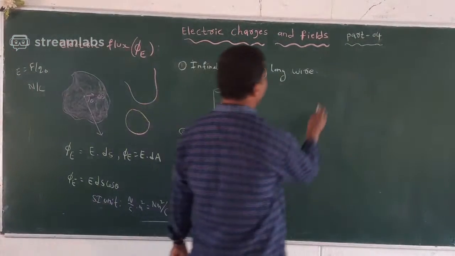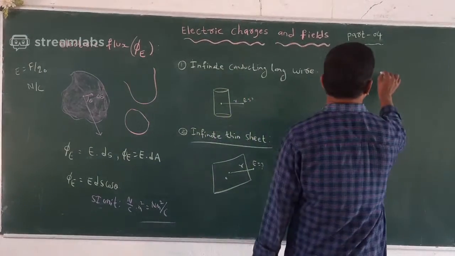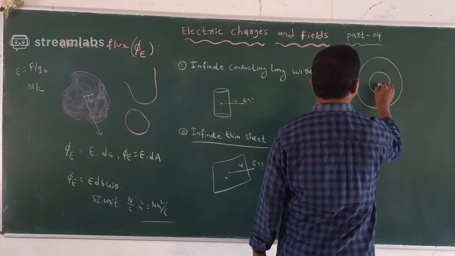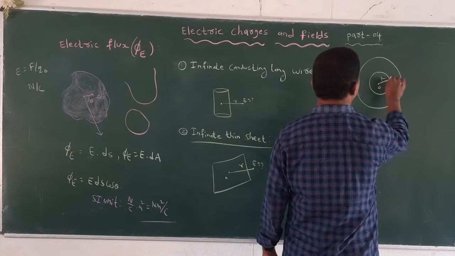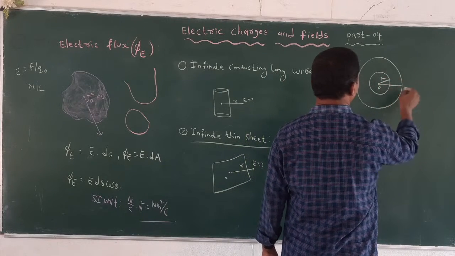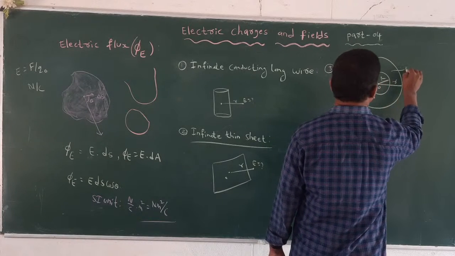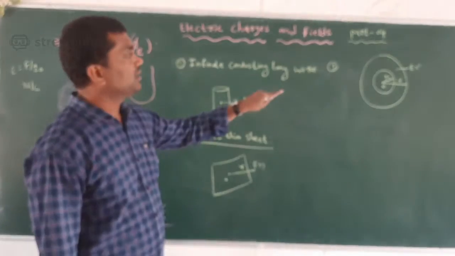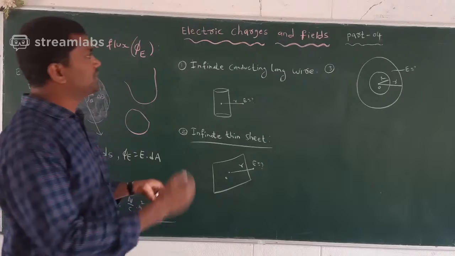And the third one is a spherical shaped object. So this is the center of the sphere and the radius will be r, and outside of the sphere, and inside. So we can calculate the electric field intensity by using Gauss's law, outside the sphere as well as inside the sphere. So these are the applications of Gauss's law.